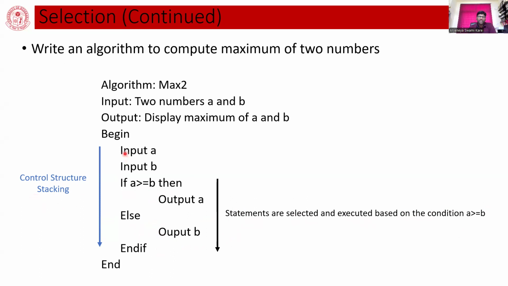Now, if you see, these are sequence statements followed by a selection statement. This is called control structure stacking. This is one kind of mechanism to combine the different control structures. A sequence statement followed by a selection statement, followed by some other repetitive statements. This is called control structure stacking.